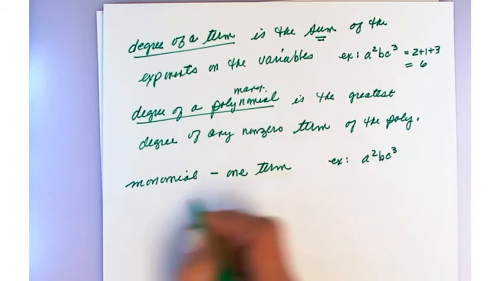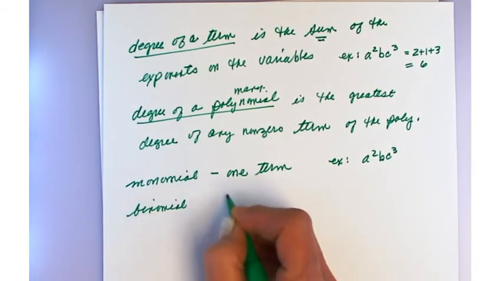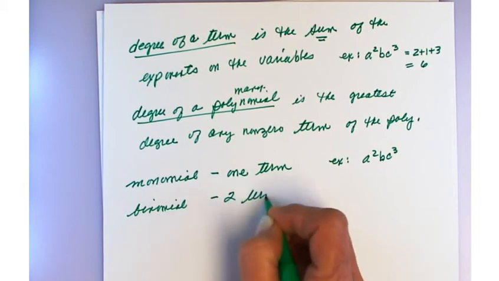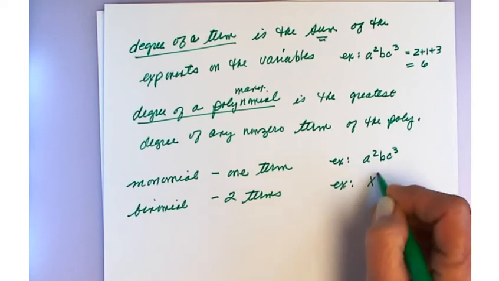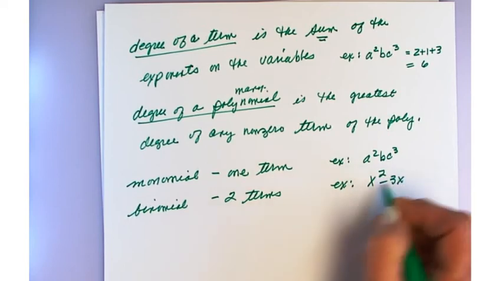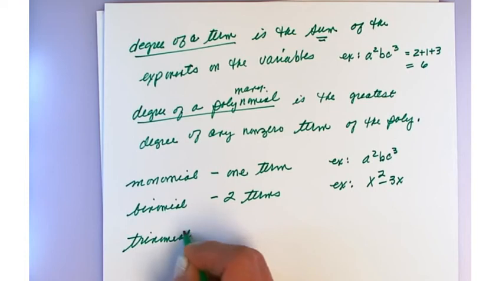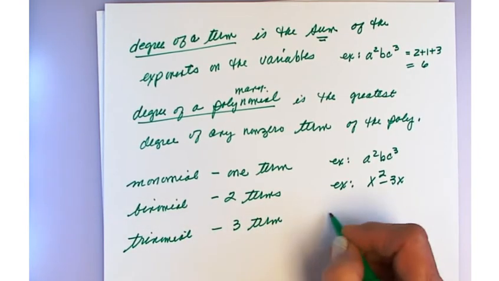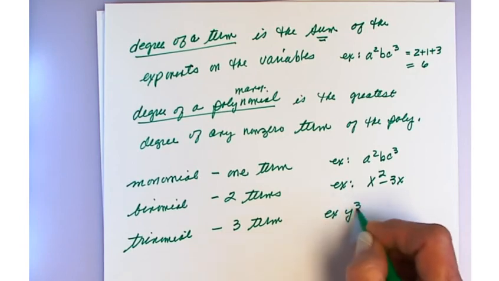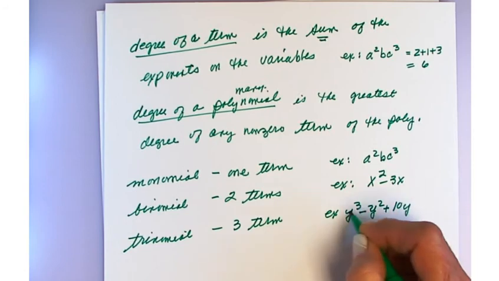A binomial, which is two terms. Example would be x squared minus 3x. A trinomial, well, you know what tri means. Trinomial means three terms. So that would be y cubed minus y squared plus 10y. One term, two terms, three terms.